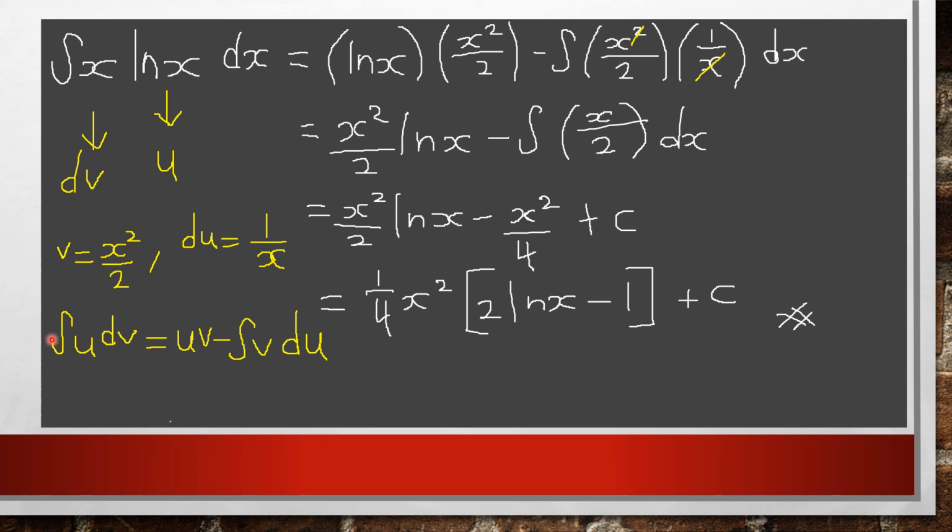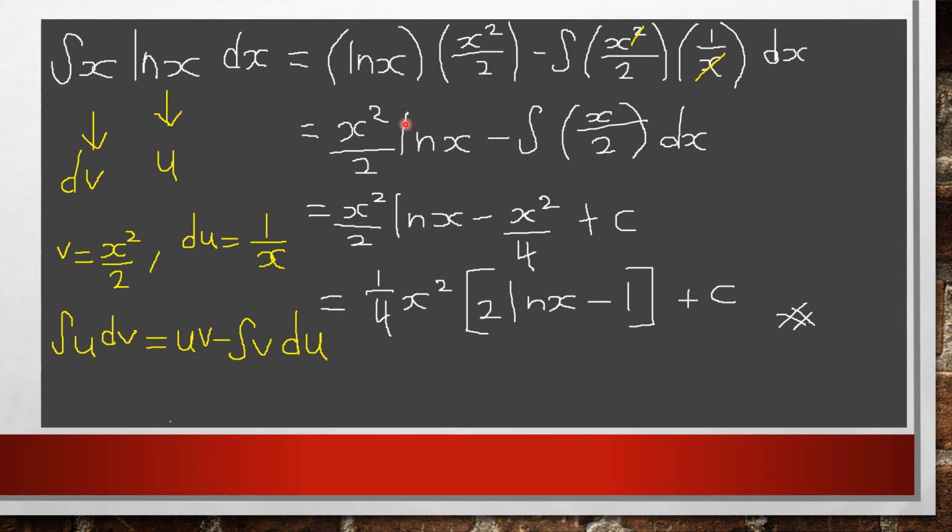Now you are going to write in this form. First you have to write your u. This is your u here. And then v. This is your v here. Minus the integral symbol v du. V here. And then your du. You have to write here. So x square over 2 times 1 over x. So you can cut it, right? So x over 2 will be left.